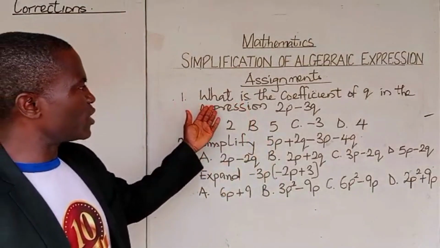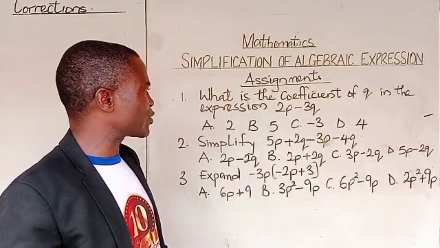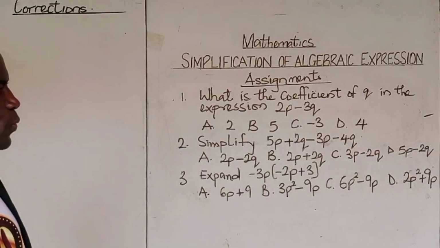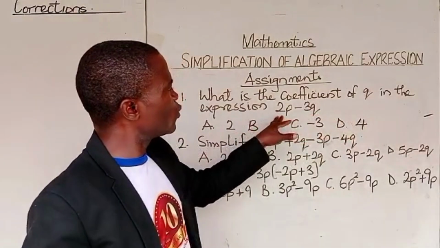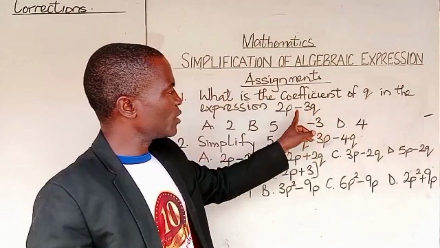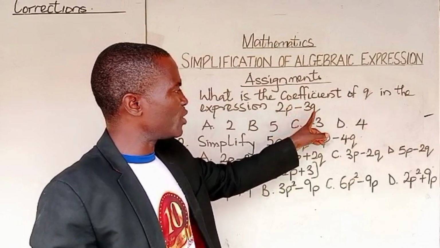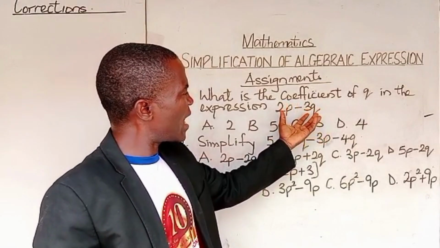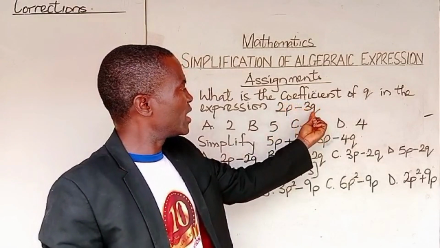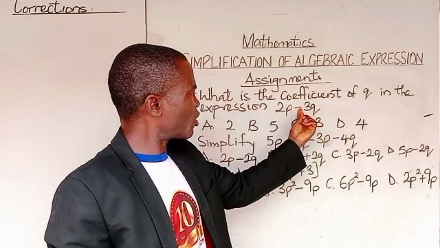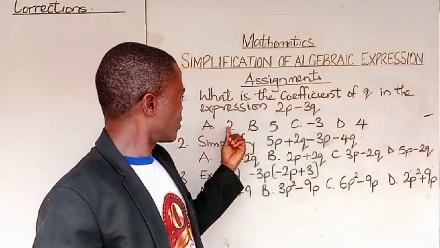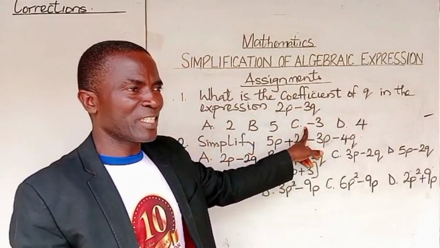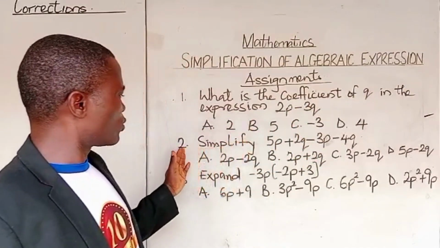Now, the first question says, what is the coefficient of q in the expression 2p minus 3q? If you watch, there are two variables here. We have variable p and variable q. So the coefficient of q is the number and sign that occupy the front part of letter q, and the correct answer is minus 3. Option C is the correct answer. I want to believe it's understood. That is very good.